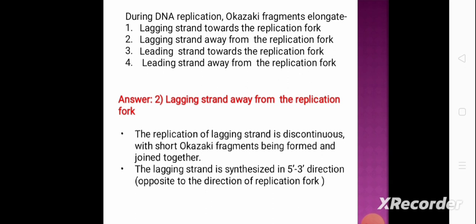The replication of the lagging strand is discontinuous, with short Okazaki fragments being formed and joined together. The lagging strand is synthesized in the 5' to 3' direction, that is opposite to the direction of fork movement, whereas the leading strand is also synthesized in the 5' to 3' direction, but towards the direction of the replication fork movement.